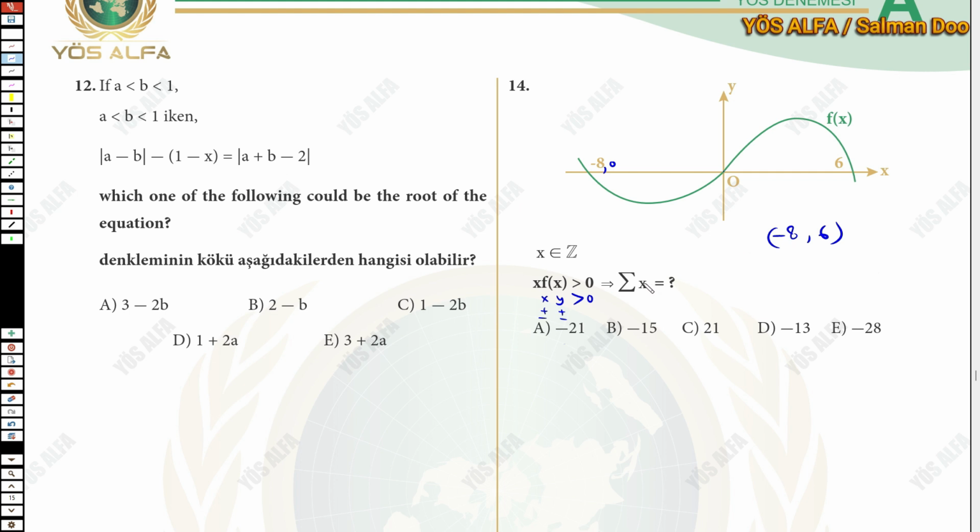So we're asked to find the summation of x values, and the x values are the integers starting from minus 7, minus 6, minus 5, it keeps on going, and up until 5. 6 is not included. Starting from negative 5, negative 4, negative 3, they will cancel out with the corresponding positive values. So our summation will be left with only these two terms, which is negative 13. So the answer is D.